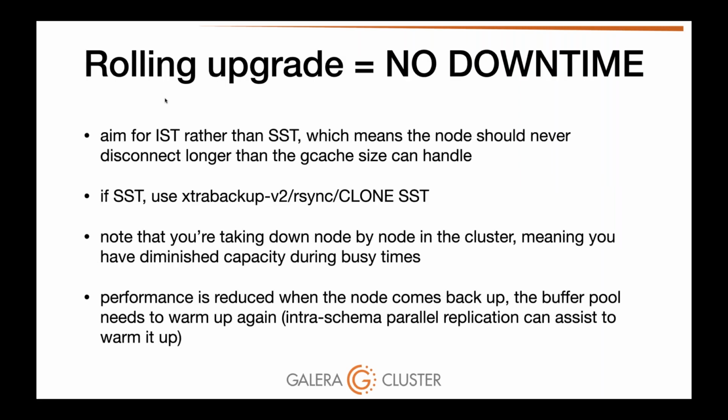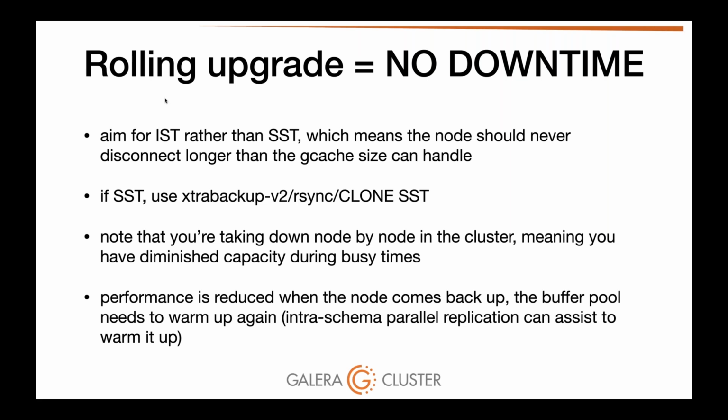So a few things first. We should always aim for an incremental state transfer rather than a full state snapshot transfer. As long as the node can catch up, this is exactly what you're aiming for. So this is what we would recommend you to use naturally. If you're using SSD, of course, Xtrabackup v2 or rsync or clone work very well. We prefer you not to use mysqldump because mysqldump is naturally the most locking and of course would be considered to be the slowest.